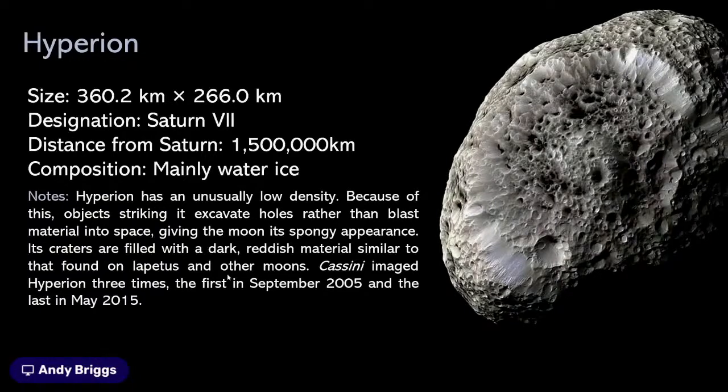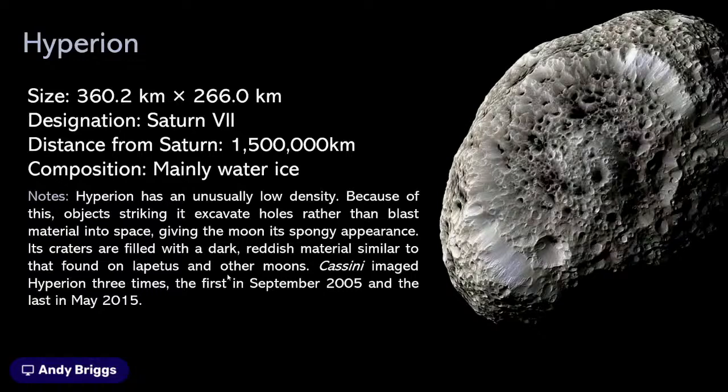Now, what this means is when meteoroids, if you want to call them that, bits of rock hit it, instead of causing a big impact and a huge crater and flinging material into space, the density of Hyperion is so low that it just sort of punctures the surface and digs downwards without actually making a huge crater. So as you can see from this image, if you look down the craters, they're cylindrical rather than sort of bowl-shaped.